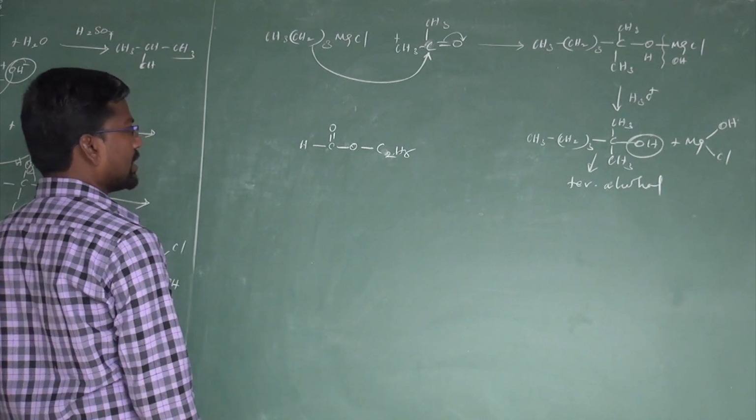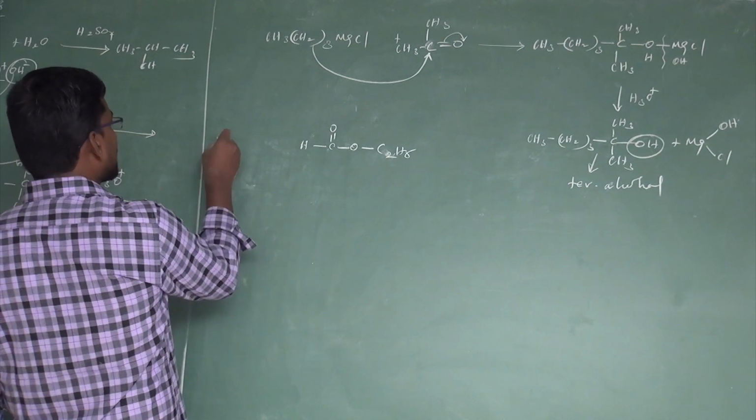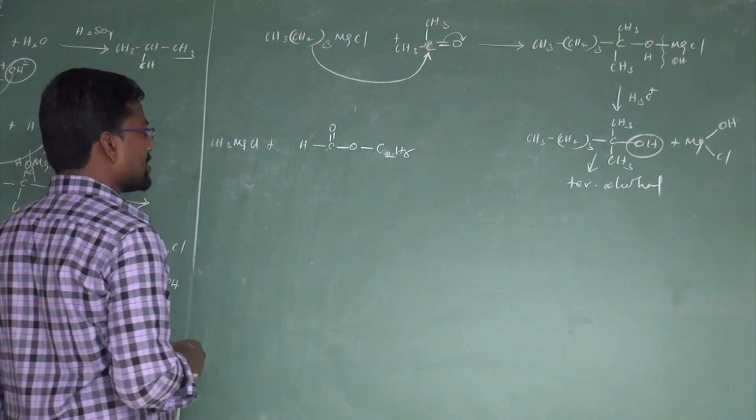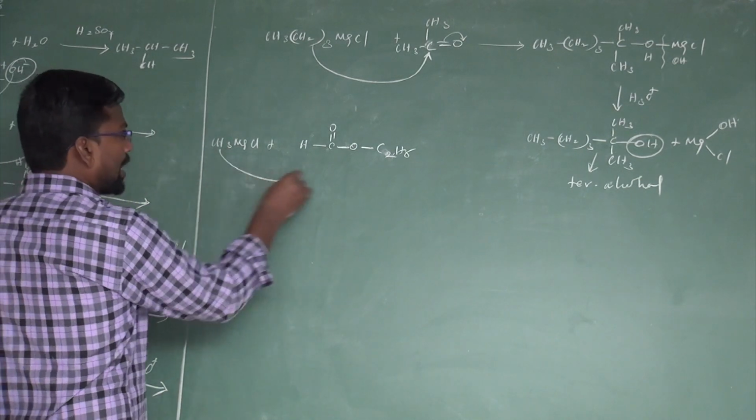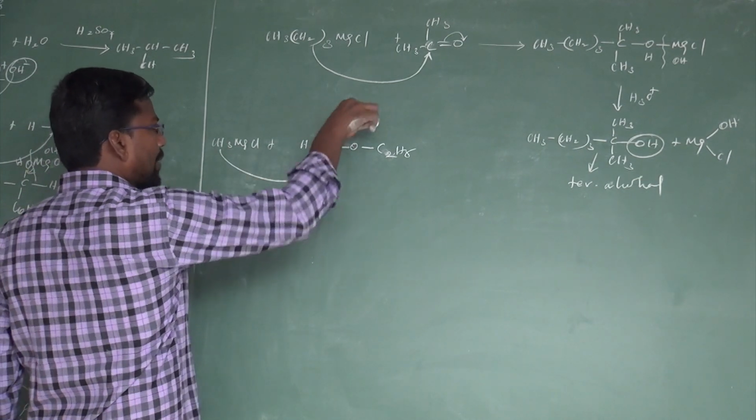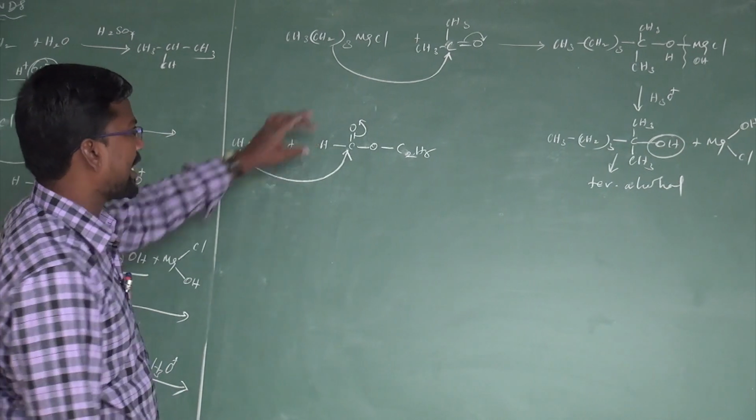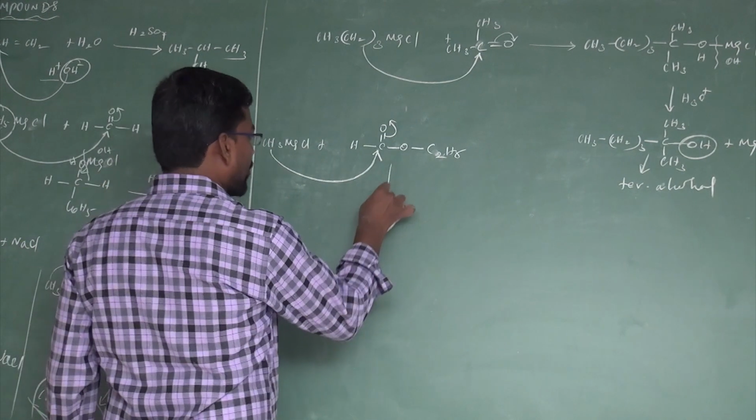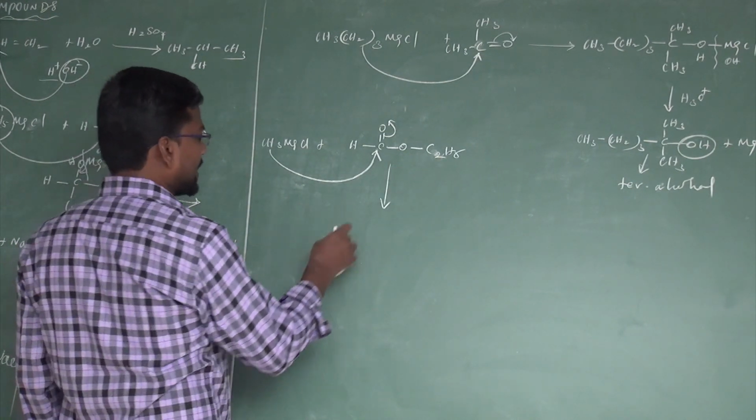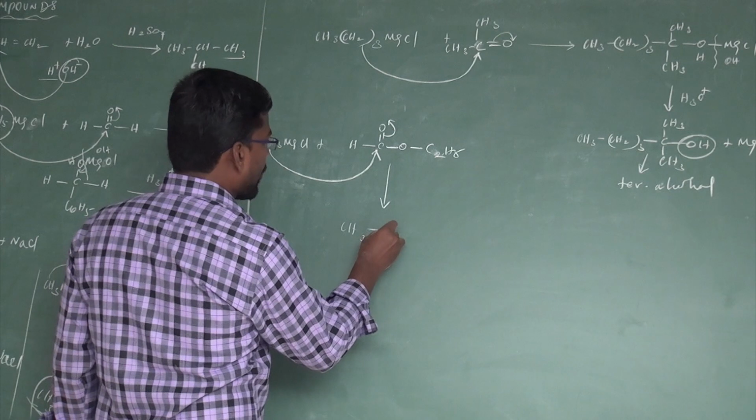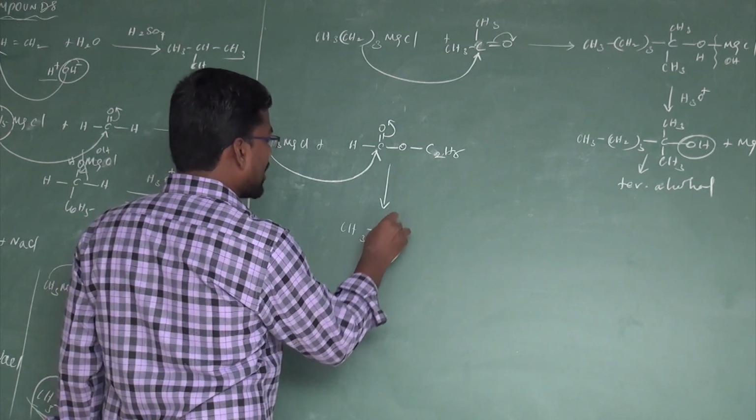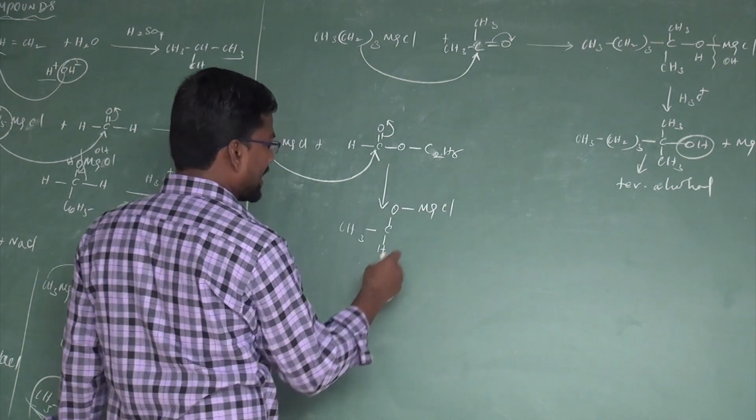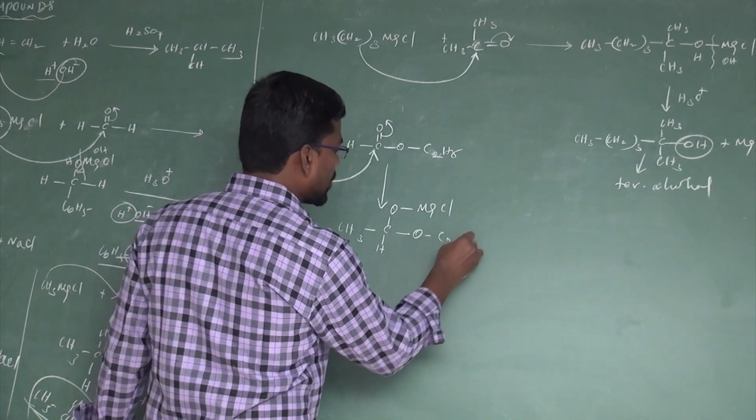C2H5 ethyl formate reacts with methyl magnesium chloride. The methyl group attacks the electron-deficient carbonyl carbon atom. The carbon-oxygen double bond breaks, and both electrons move towards the oxygen side to give an adduct: CH3, C, H, O minus combined with magnesium chloride, then OC2H5.